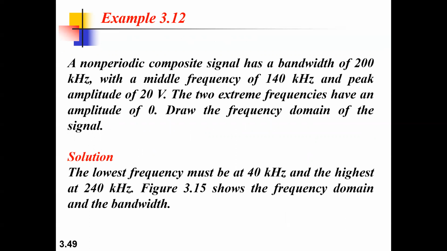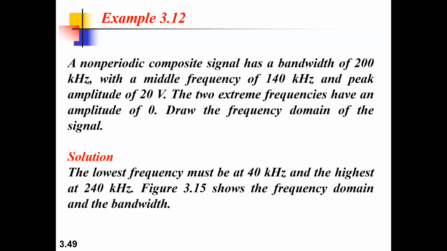Non-periodic signal has a bandwidth of 200 kilohertz in this case. If it is given in kilohertz, then we will assume that the highest frequency and the lowest frequency will also be in kilohertz. So the bandwidth is 200 kilohertz with a middle frequency of 140 kilohertz and peak amplitude of 20 volts. The two discrete frequencies have an amplitude of 0. The two discrete frequencies mean the starting and the ending frequency.